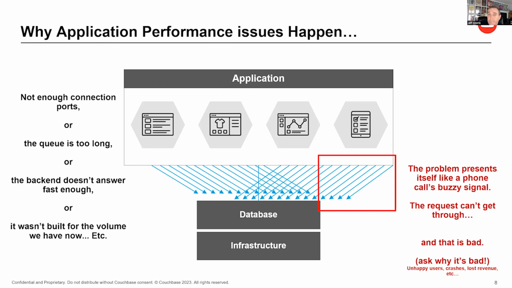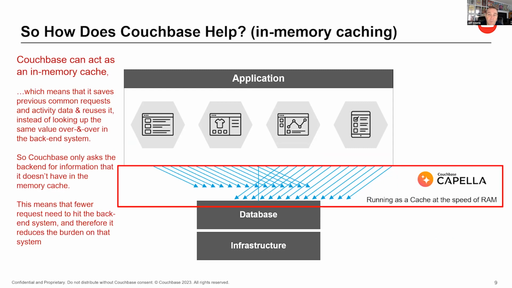That's the bad thing. So what if you could use something like Couchbase, or even another software product, that can act as an in-memory cache, which means it'll cache and save common requests that are happening all the time from previous requests. And then when another request is made for the same data, it just uses what's in memory and doesn't have to go and touch the disk. So Couchbase acts as the backend for the information it needs. And if it doesn't have everything in memory, it means that you hit the disk less frequently, and therefore you reduce the overall burden on that system.